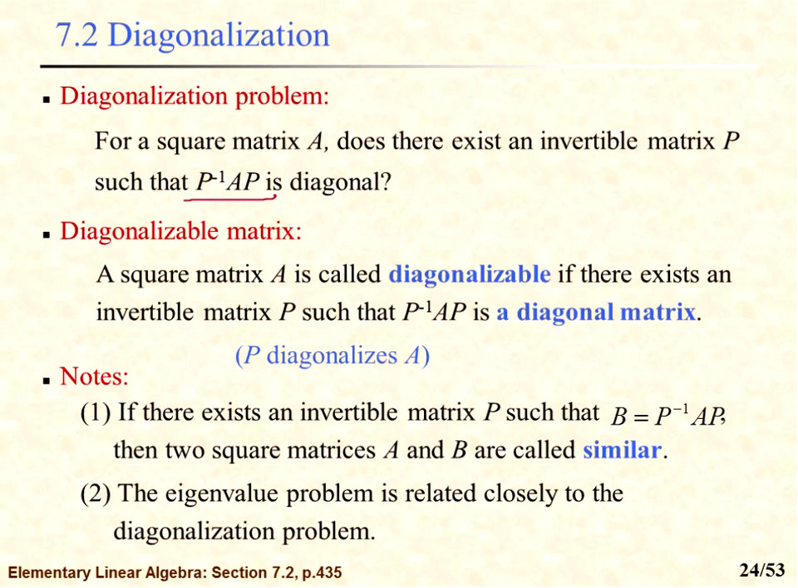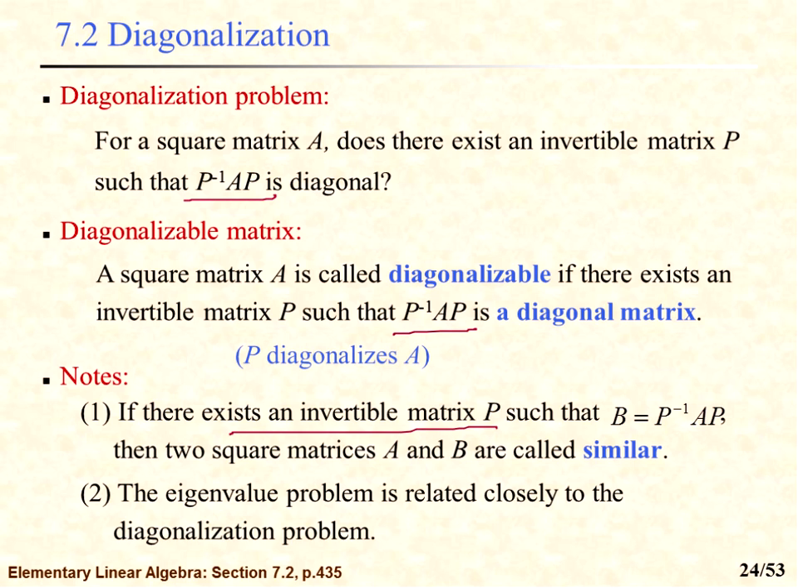So first I discussed the diagonalization of the problem. We can write it like this: P inverse AP. In this slide it is written as P inverse, but in previous slides they use D inverse and D. So no problem, whatever the notation, but we have to understand the basic concept.